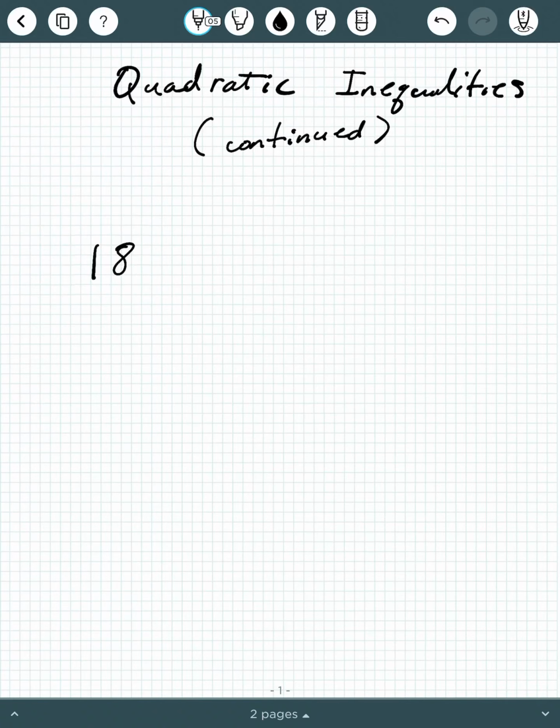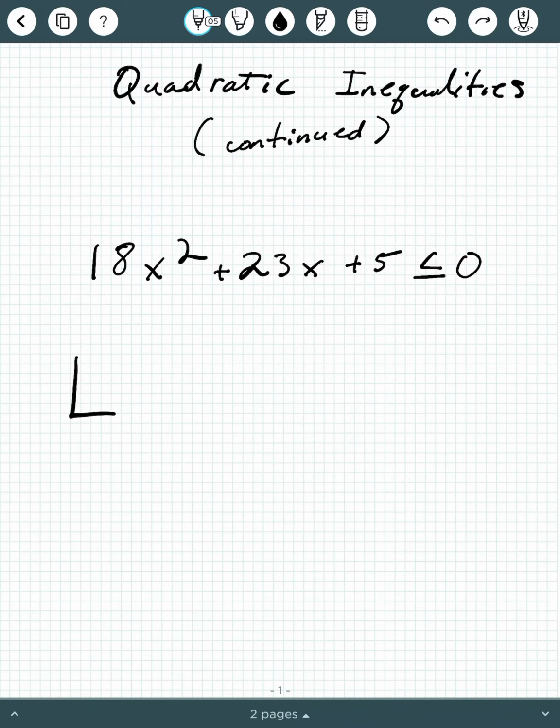Let's look at number 1 to get us started. It had 18x squared plus 23x plus 5, and that was less than or equal to 0. Now the difference here, that 18 is probably throwing some of you off because traditionally that had been a 1 when we were doing the first worksheet. It doesn't really change how we factor though.